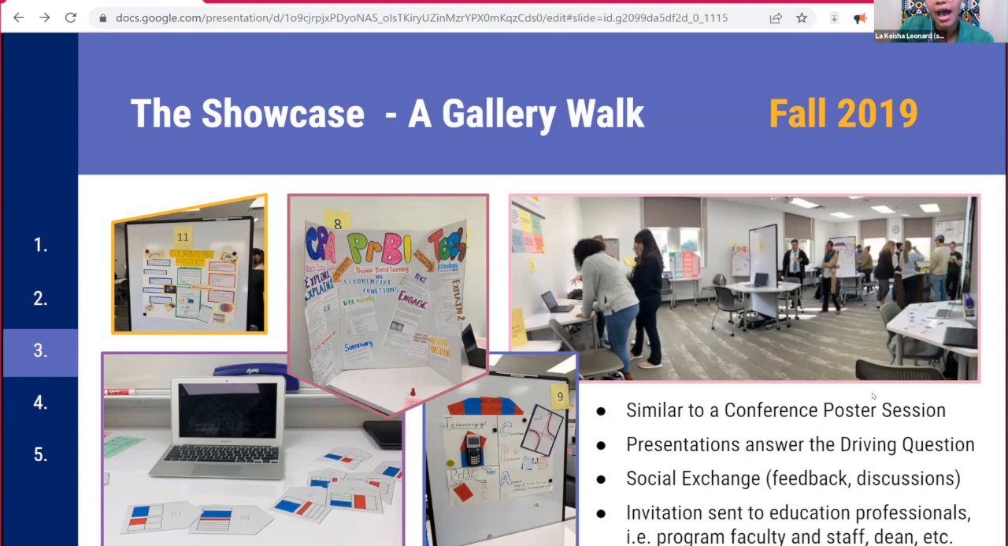And then eventually I opened it up to educational professionals, and I kept it within the program. So our faculty and staff, and I even invited our dean. And our dean now just so happens to be one of our founding co-directors. So it's always a treat when he comes in. And so they're able to be professional. They're not pretending.